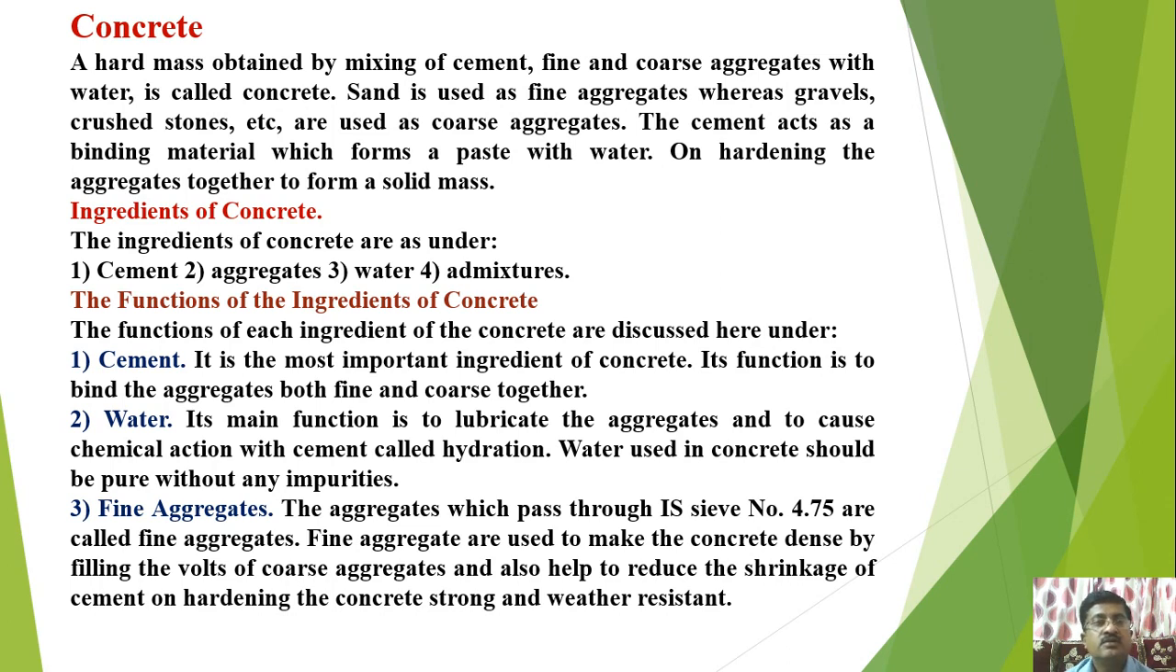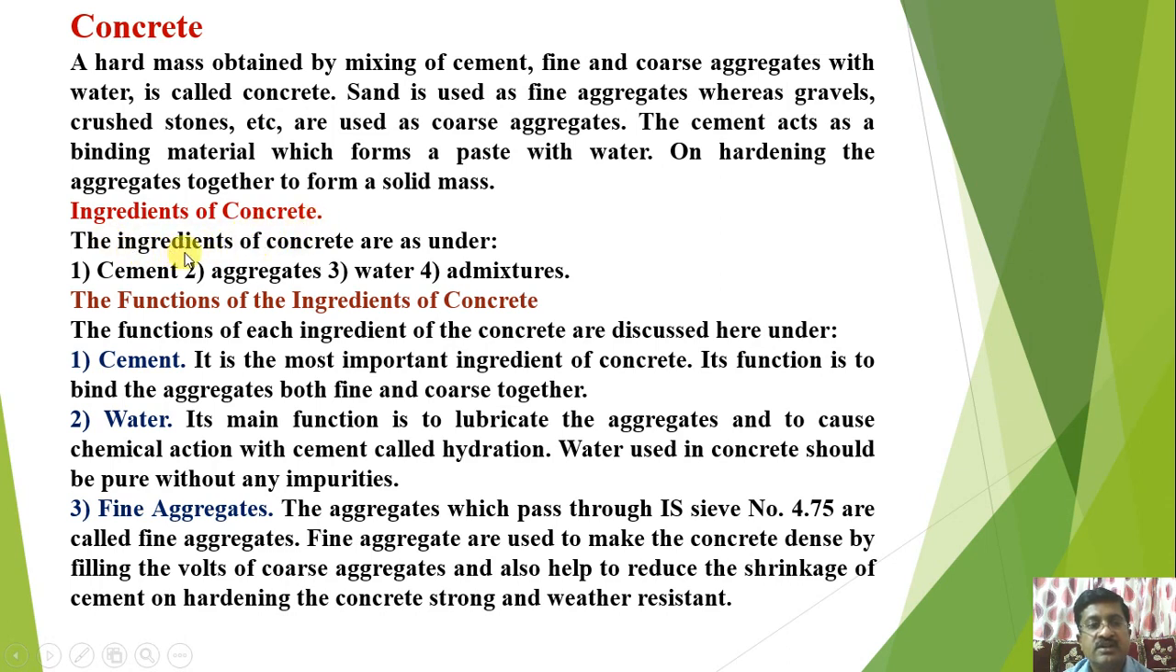Now, concrete: a hard mass obtained by mixing cement, fine and coarse aggregates with water is called concrete. Sand is used as a fine aggregate, whereas gravels, crushed stones, etc. are used as coarse aggregates. The cement acts as a binding material which forms a paste with water, hardening the aggregates together to form a solid mass.